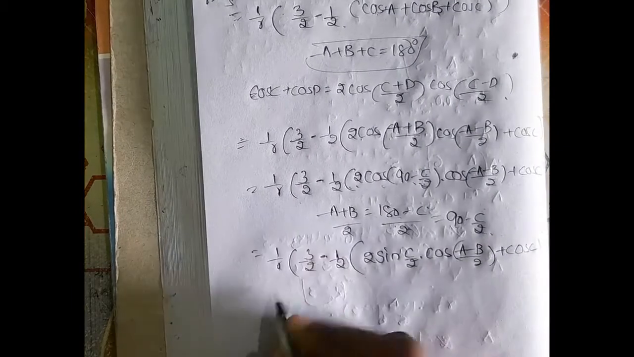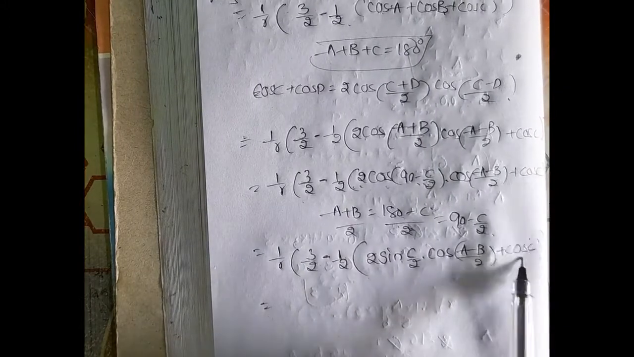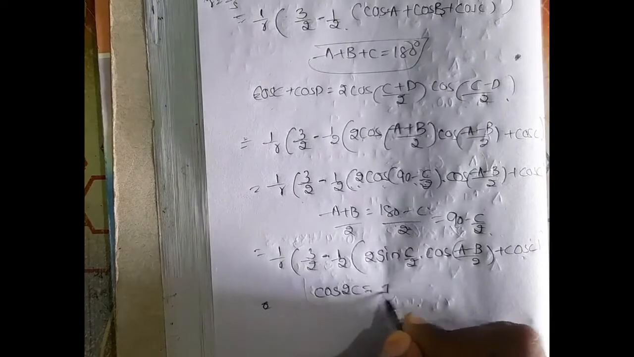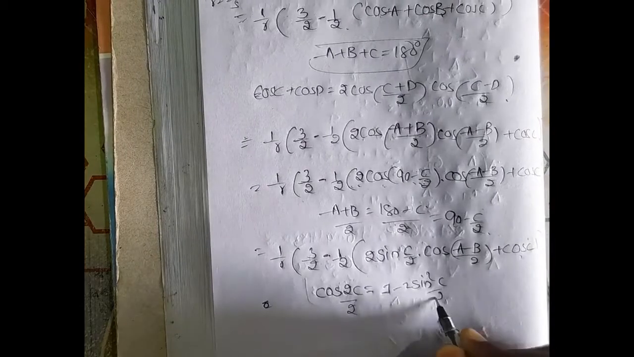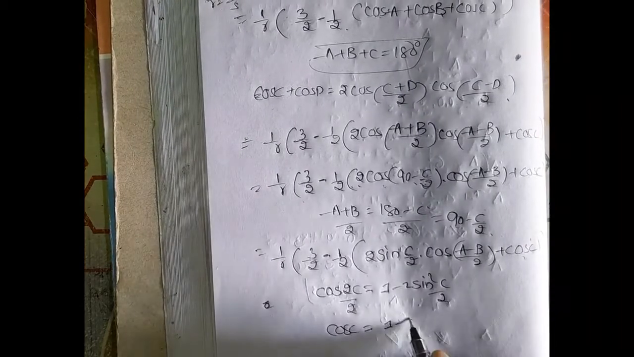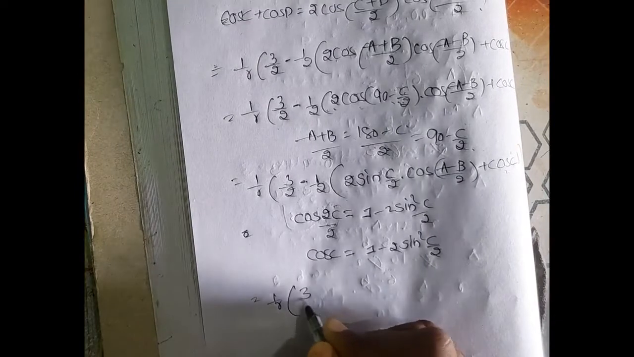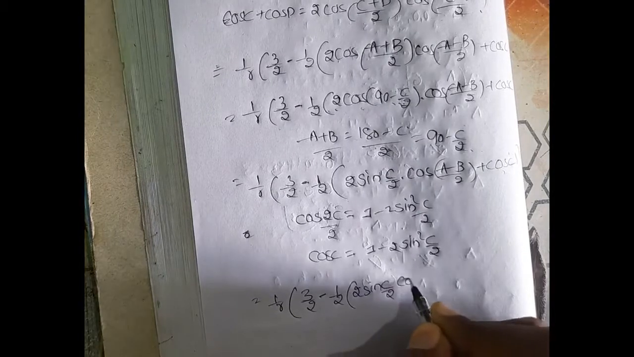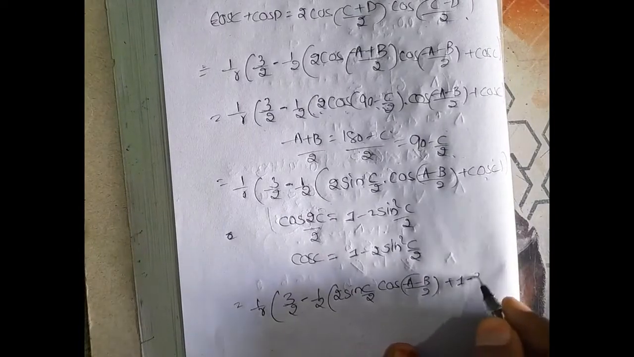Okay. Now here we have it in terms of sine, so we should write the formula of cos C in terms of sine. So what is the formula of cos C? First writing the formula of cos 2C. What is it? 1 minus 2 sine square C. So if it is cos C, then dividing by 2, dividing by 2, cos C equals to 1 minus 2 sine square C by 2. You should divide only the angle, okay? Now 1 by R, 3 by 2 minus 1 by 2, 2 sine C by 2 cos (A minus B) by 2 plus 1 minus 2 sine square C by 2.